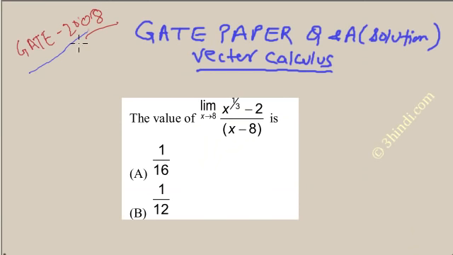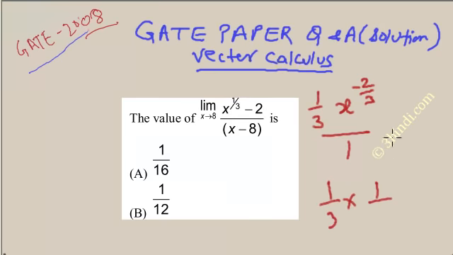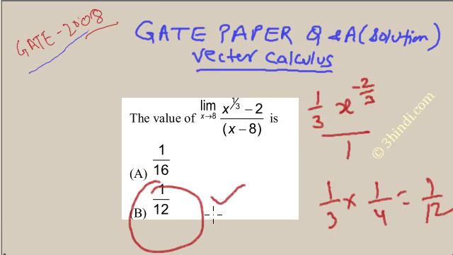This is a GATE 2008 question. So you are required to find out the limiting value. You differentiate numerator and denominator using L'Hospital's rule. You will get 1 by 3 x to the power 1 by 3 minus 1, that is minus 2 by 3, divided by 1. If you put x is equal to 8 here, you will get 1 by 3 into 1 by 2 into 2, that is 4, which means 1 by 12. So this is the correct answer. B is the correct answer.